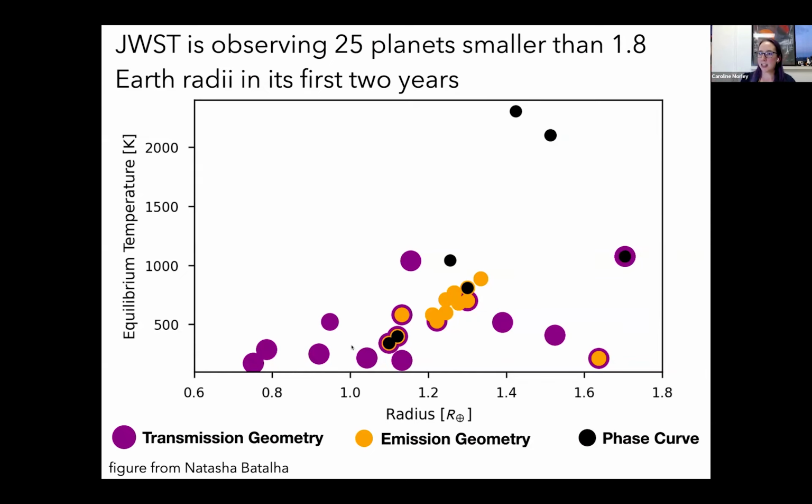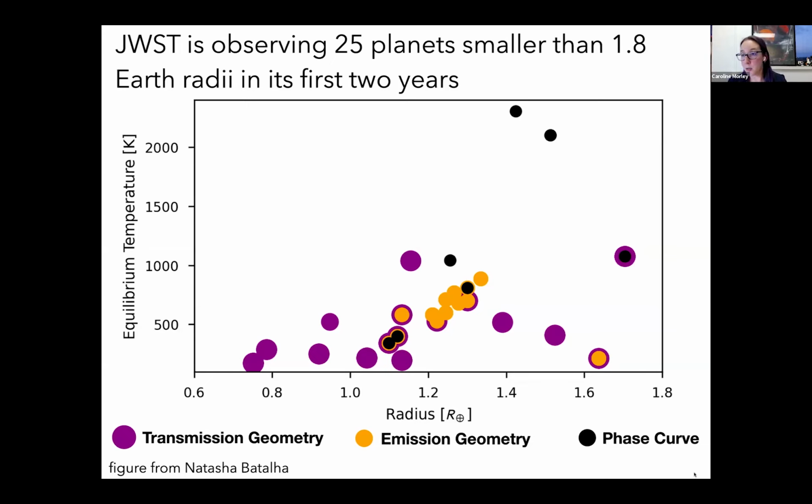The different colors are telling you kind of which geometry we chose to look at them: transit, transmission geometry, or the emission when the planet goes behind, or if we're looking at the whole orbit. So for some of these, we can actually do what we call a phase curve and look not just at transit or just at eclipse, but at the whole planet's orbit, right? Like imagine looking at all the phases of the moon.